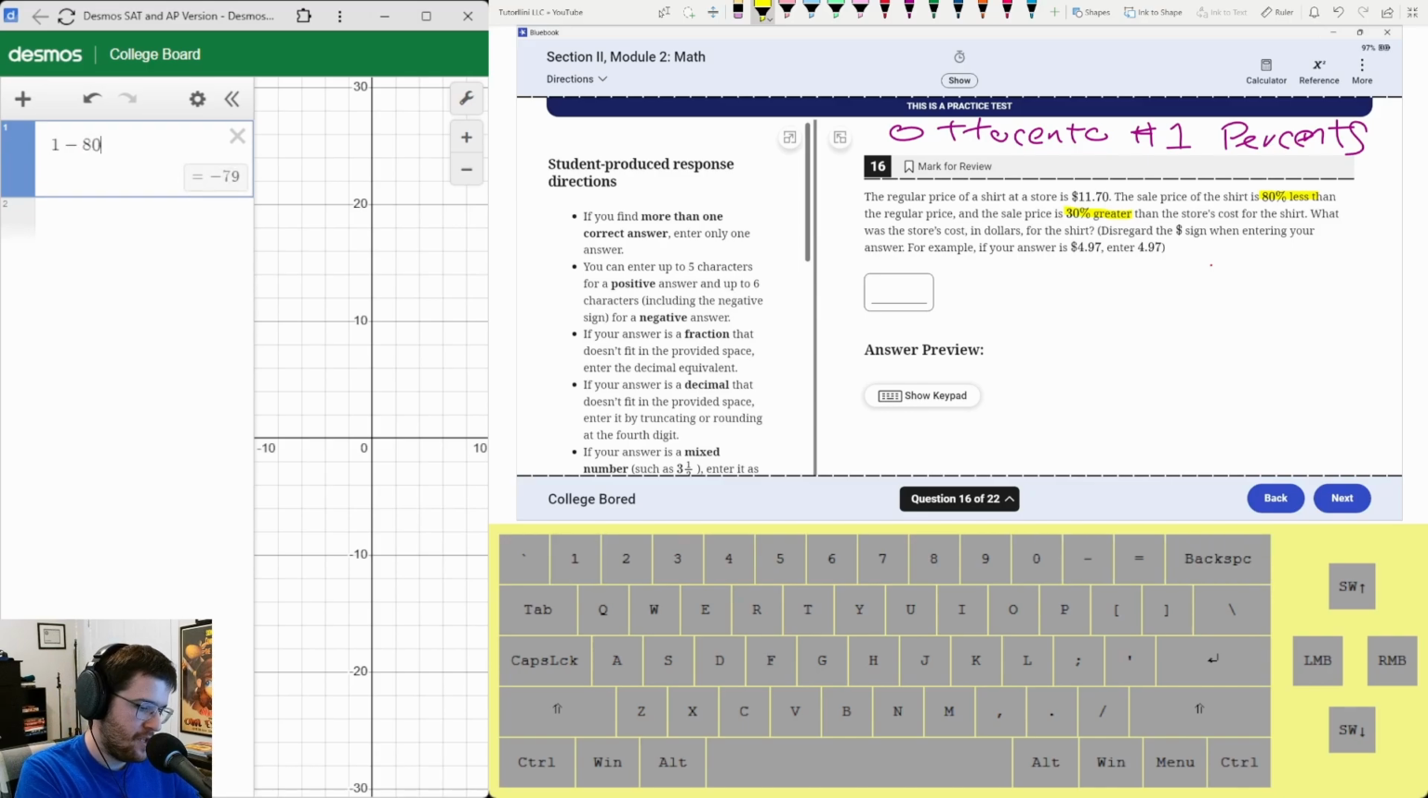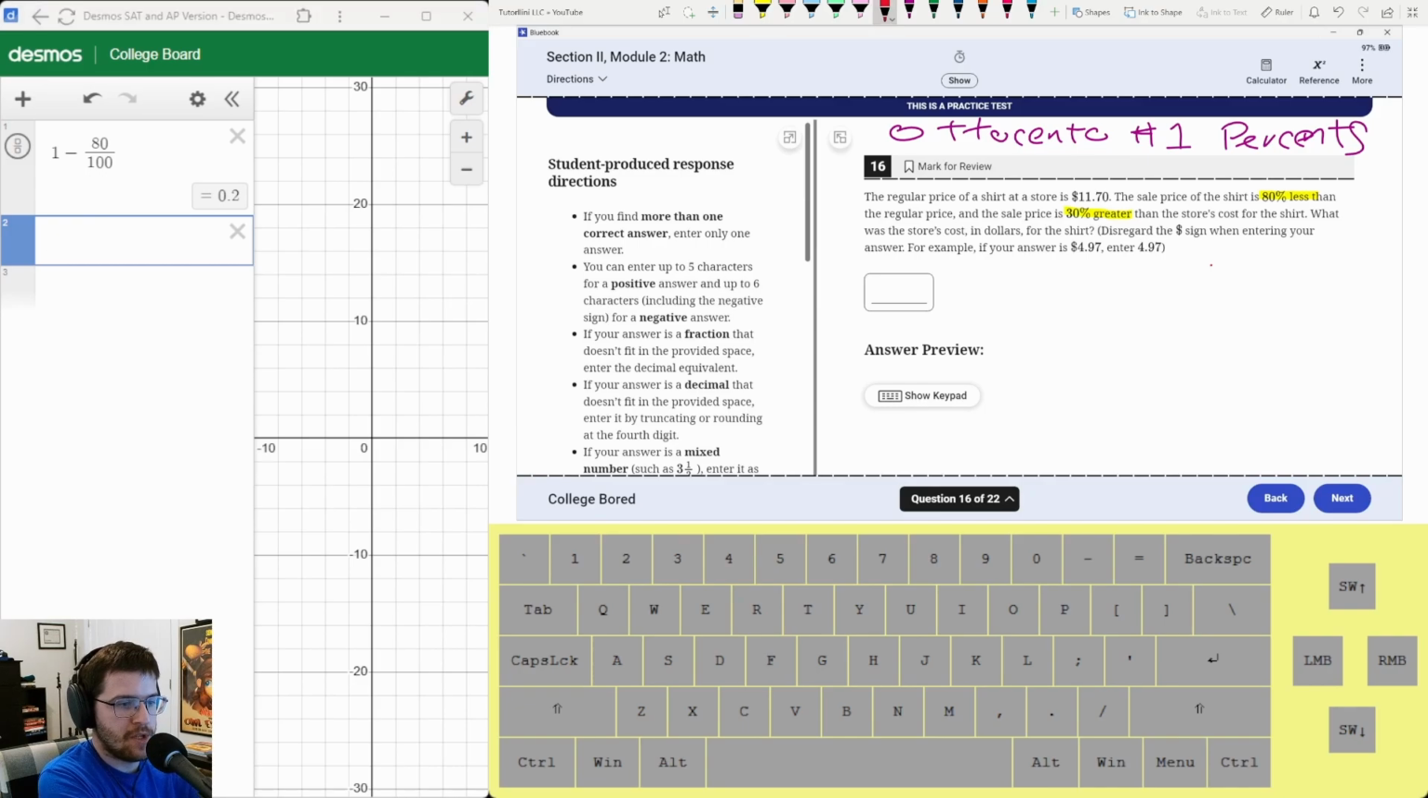1 minus 80 over 100, and I get 0.2. I'm just going to label that next to the question, and then you'll see where I'm going with this. Now we're going to do 30% greater, so 1 plus p over 100. So 1 plus 30 over 100, and that gives me 1.3. So I'll put that right here.